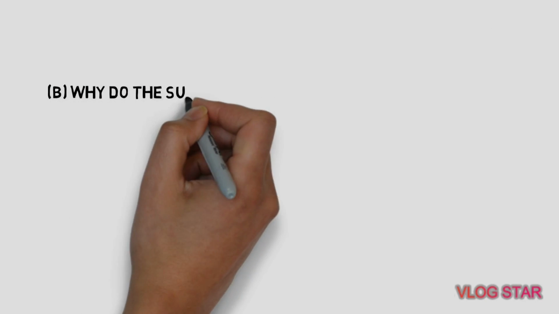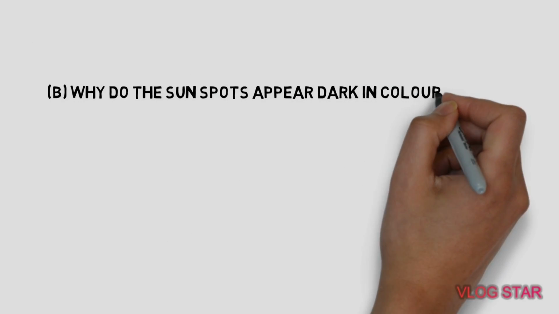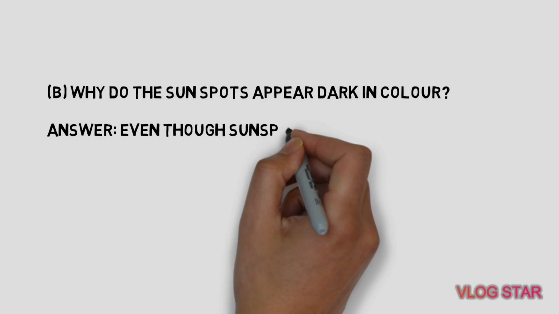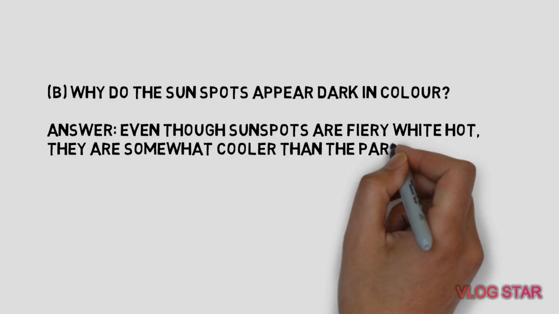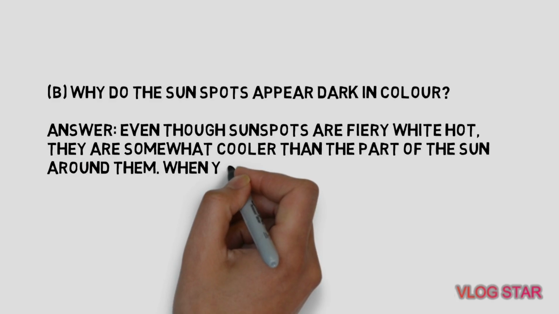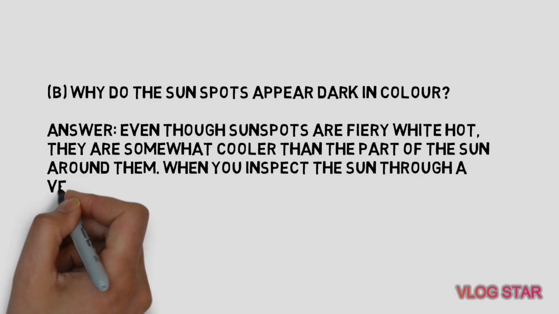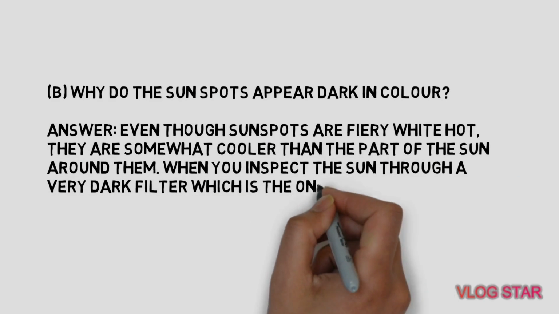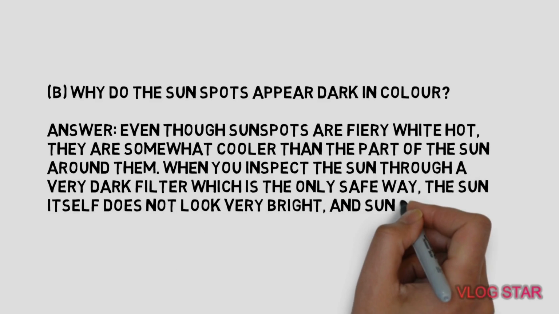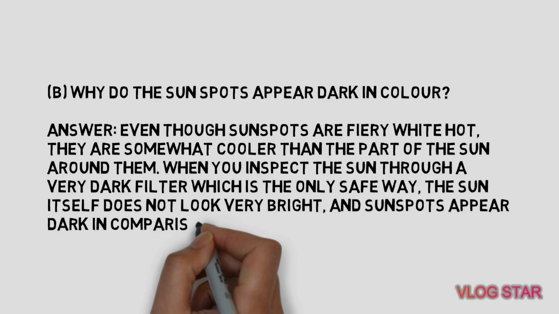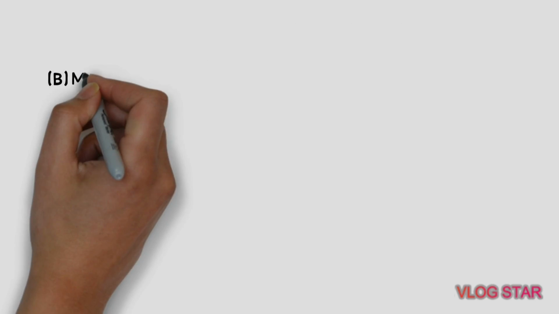B. Why do the sunspots appear dark in color? Answer: Even though sunspots are fiery white hot, they are somewhat cooler than the part of the sun around them. When you inspect the sun through a very dark filter, which is the only safe way, the sun itself does not look very bright, and sunspots appear dark in comparison.